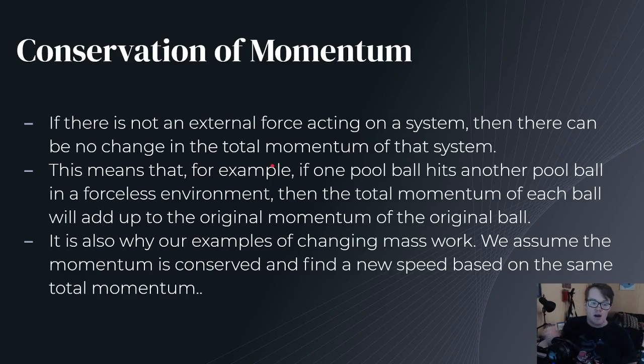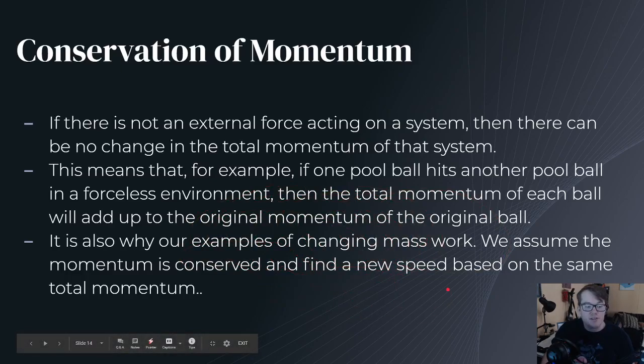This is something you've already kind of done in a couple of the example problems, especially the one that involved the child being lowered into or pulled out of a wagon as it goes by. This is why our examples of changing mass work. We assume that the momentum is conserved, and we find a new speed based on that same initial total momentum.